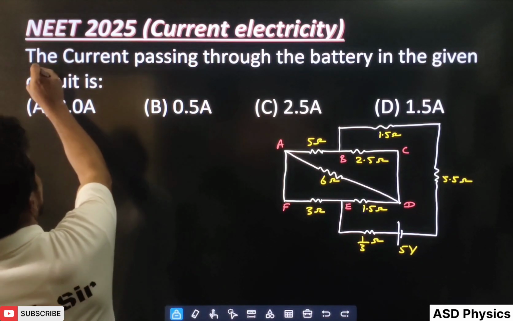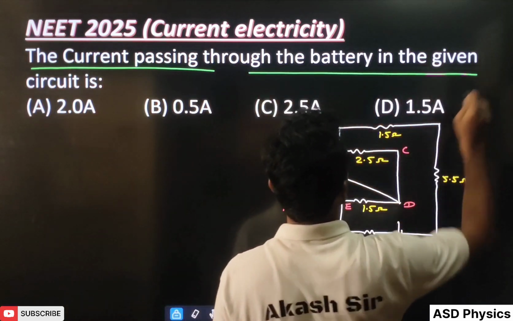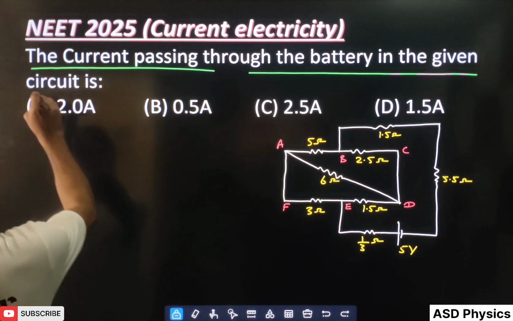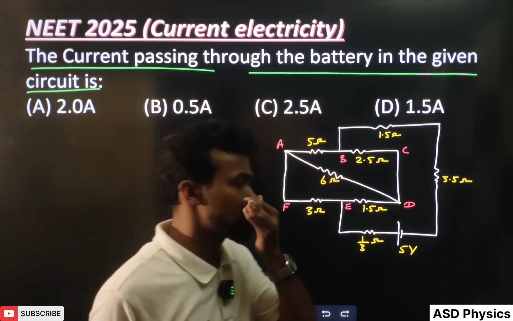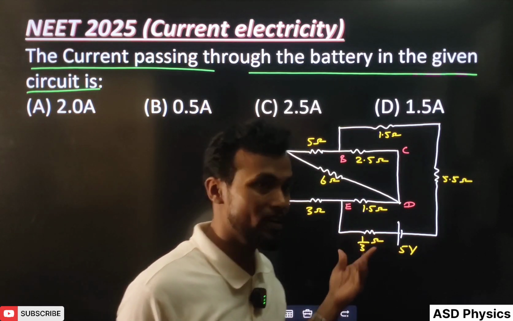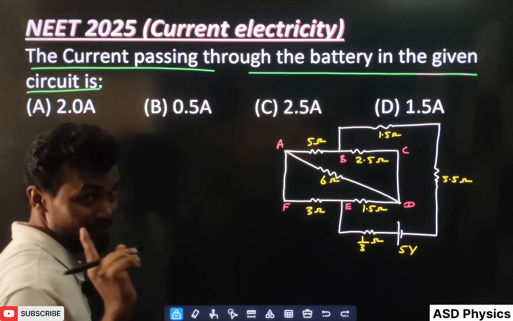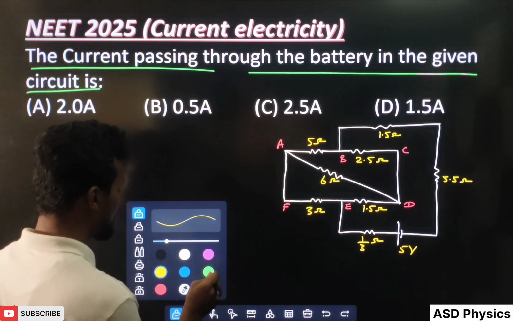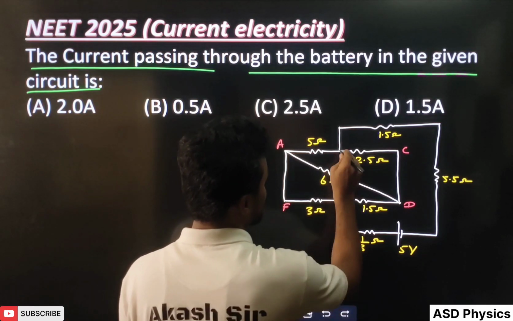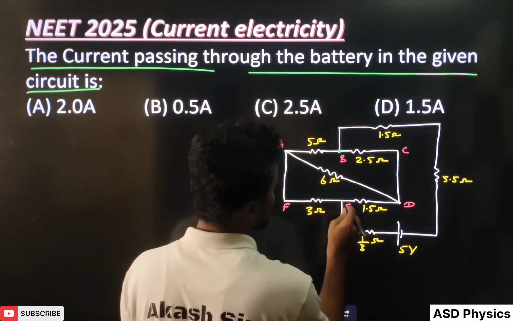Next, after that, we are going to this question here. The current passing through the battery in the given circuit is, and these options are there. When you see the circuit diagram, you can identify very well. This is the Wheatstone bridge. How can I tell that it is a Wheatstone bridge? Kindly see very well here. So I have identified the points here.